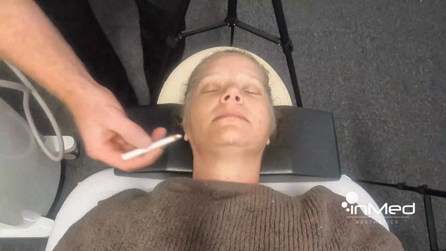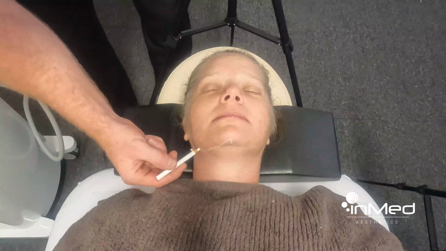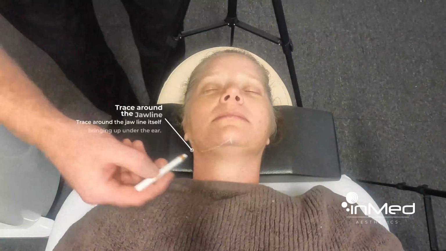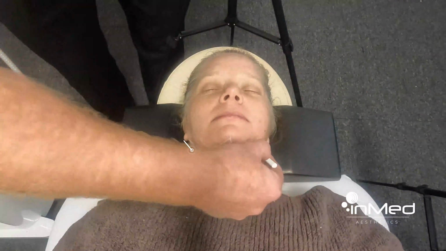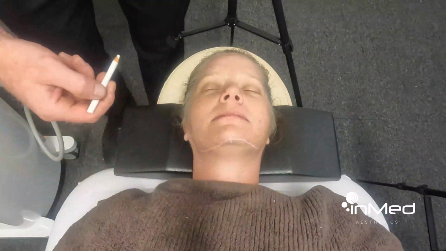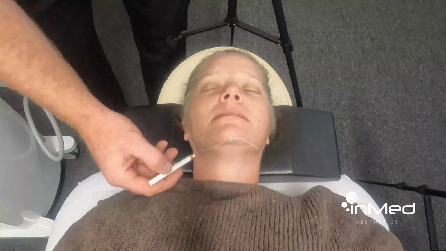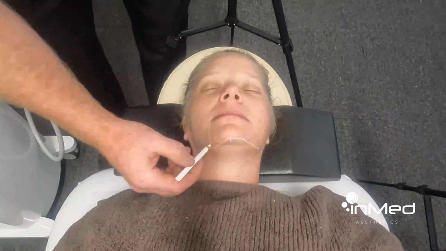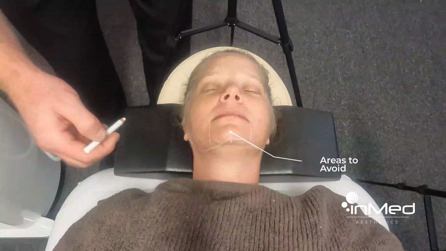what we'll do to commence is trace around the jawline itself, bringing it up to under the ear. We do that on both sides, following the jawline itself, bringing it up to the jaw, to the chin, to under the ear. From there, we then draw down a line either side of the mouth. That is our mandible nerve region, which we want to avoid.